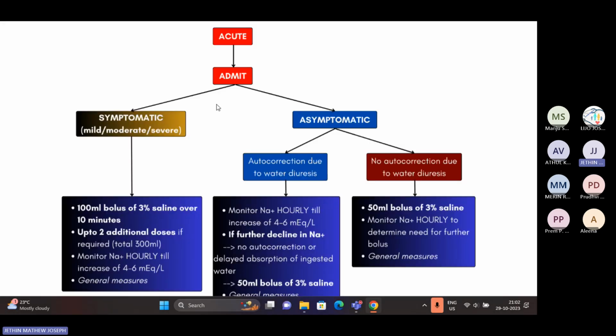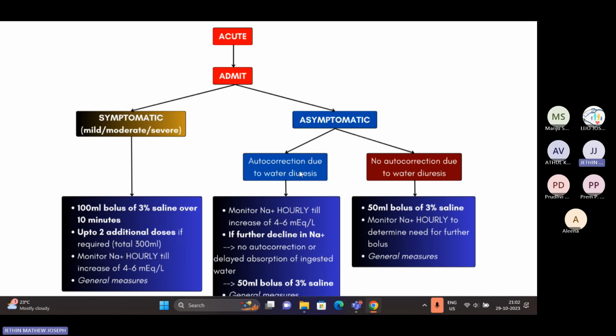In acute hyponatremia, if it's symptomatic, regardless of severity of symptoms, admit the patient. You have to treat the hyponatremia aggressively. 3% saline, 100 ml bolus over 10 minutes. You can give up to 2 more if required, and monitor sodium hourly. You can stop once you've achieved an increase of 4 to 6 and monitor the sodium. If there is a further drop, you have to restart 3% saline and general measures.